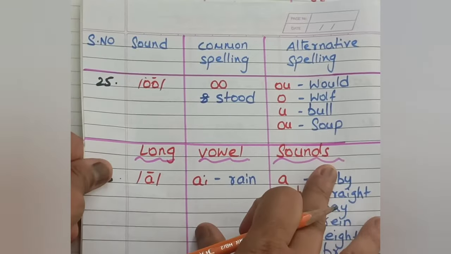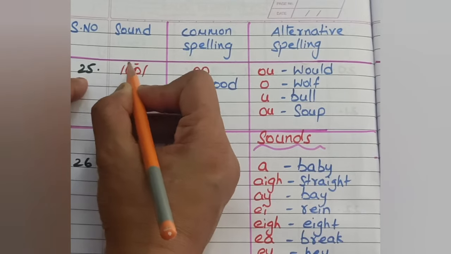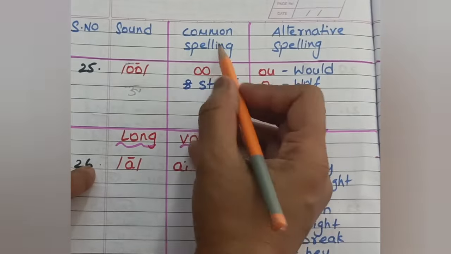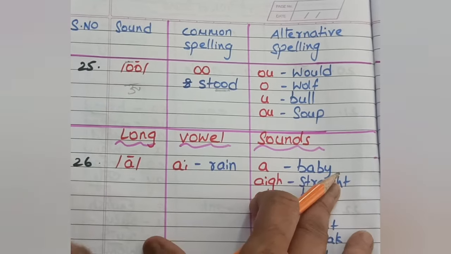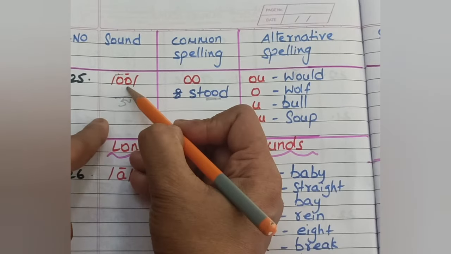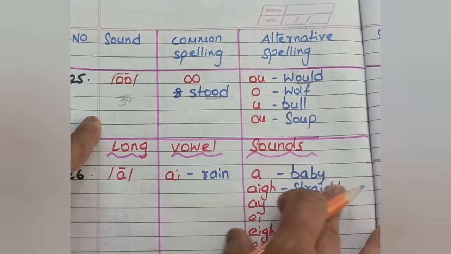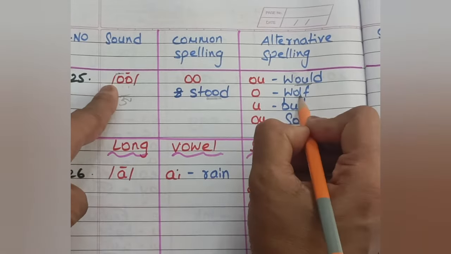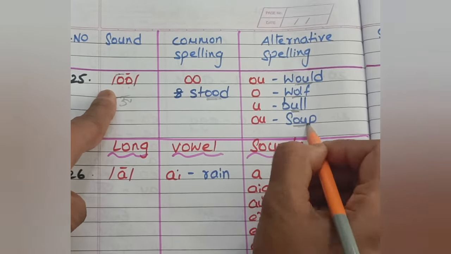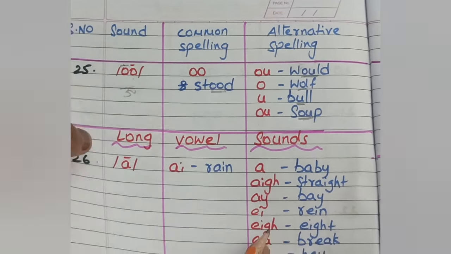And here the 25th sound is long OO, double O. In common spelling it is stood. For alternative spelling, we use different letters for making the sound of OO, like in wood, OU is representing the sound of OO. Wolf, bull, U. And in soup, OU. So these particular letters are representing the sound of OO.